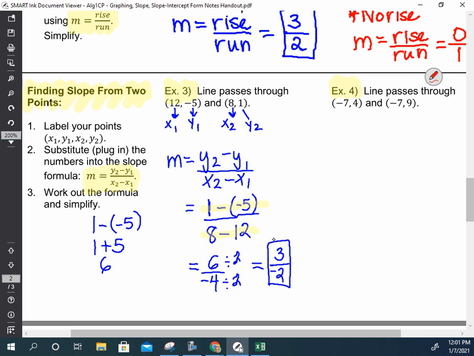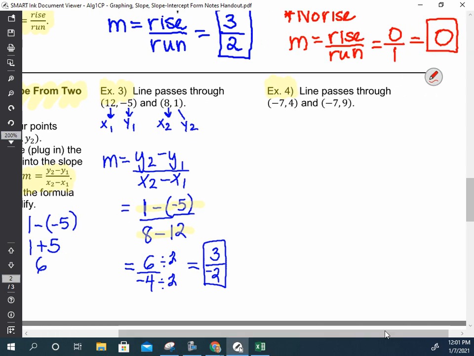So let's do example 4. The line passes through -7, 4 and -7, 9. So what's the setup? How do we set this problem up?